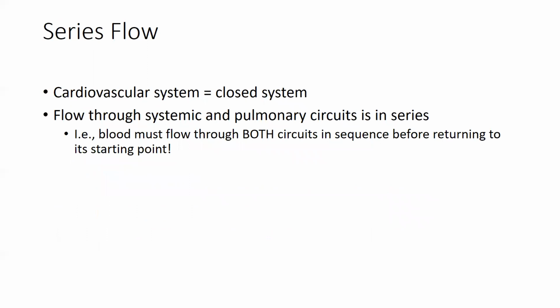Okay, so series flow, as you mentioned just now, is through the systemic and pulmonary circuits. Blood must flow through both of these. So it's going to happen one after the other, right? And one after the other in a series of events. To the lungs, to the heart, to the body, to the heart, to the lungs, right? And that has to happen in a series.